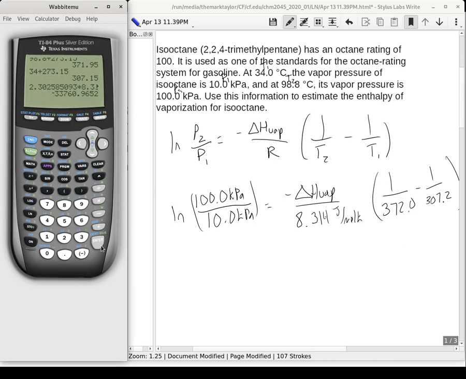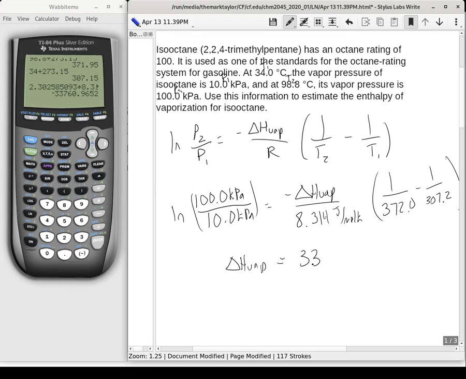This is going to be a relatively big number. It's always going to be turned into kilojoules. And see, this negative means our delta H for this particular substance is 33.8 kilojoules per mole. So those are the units we're going to use.